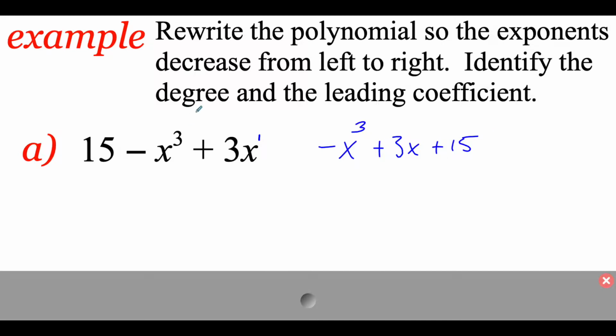Now the next thing we're supposed to identify is the degree. So the degree is the highest power. So this is going to be a third degree polynomial. And we're also supposed to identify the leading coefficient, which is the number in front of the highest powered variable. So in this case, we've got that negative in front of our x cubed. So that really means that we've got a negative 1 in front of there. So the leading coefficient is negative 1.